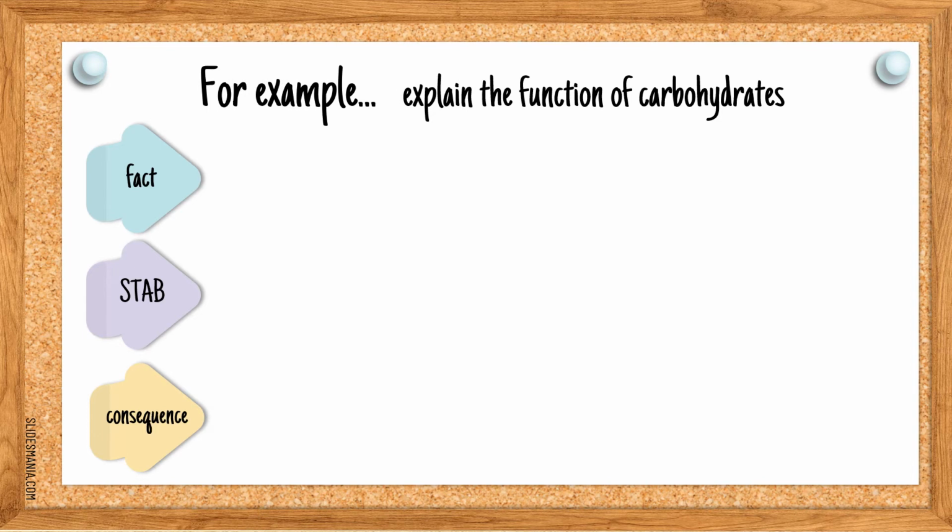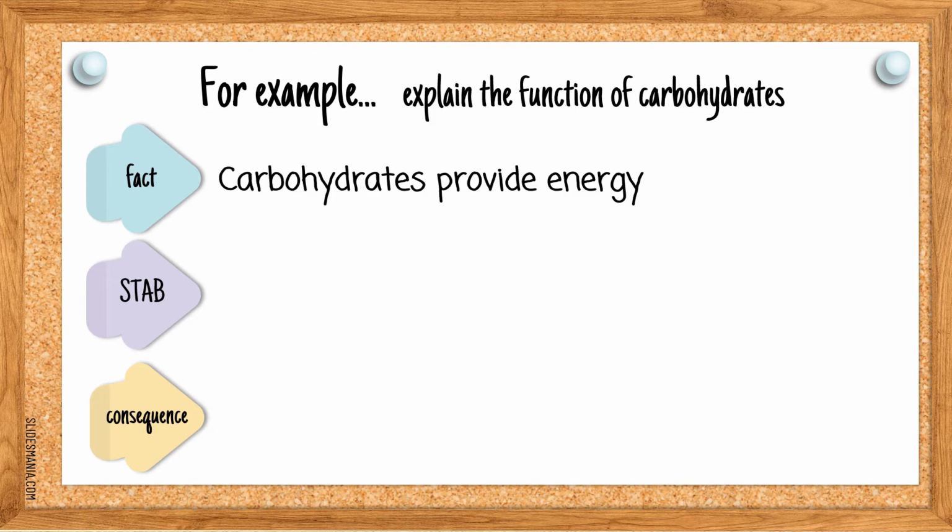Another example might be to explain the function of carbohydrates. So our fact, our short description of the function of carbohydrates is that they provide energy. So preventing tiredness. Sometimes our explanations are just quite simple, but remember we always want to give this consequence, this reason why we are doing this. So what is the reason for carbohydrates providing energy? They will help to prevent tiredness.